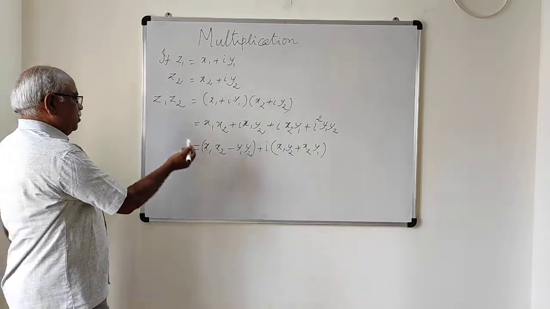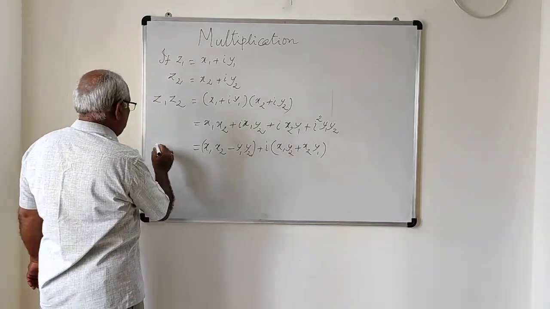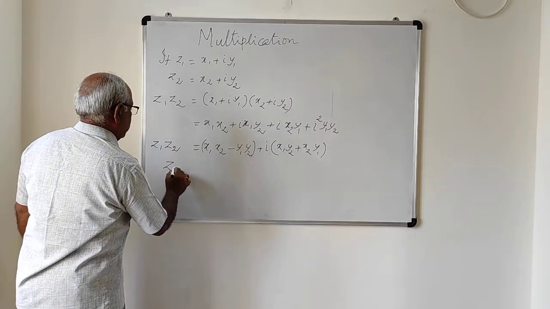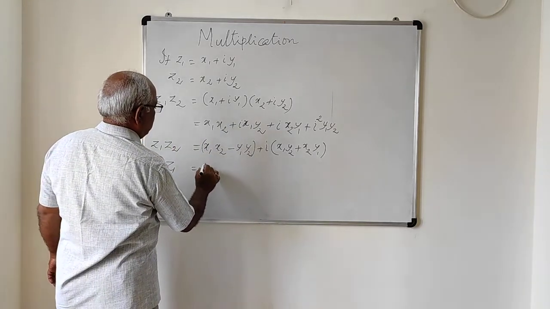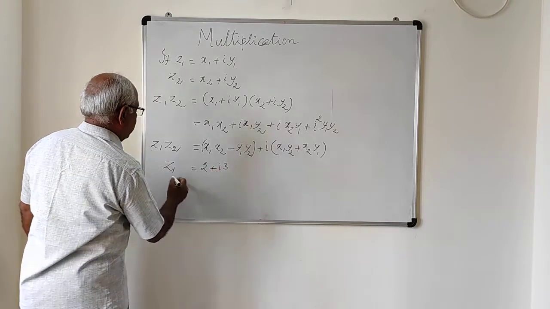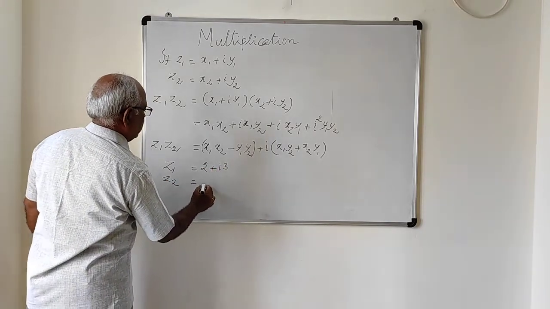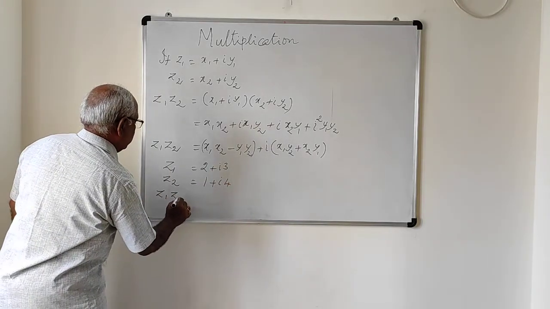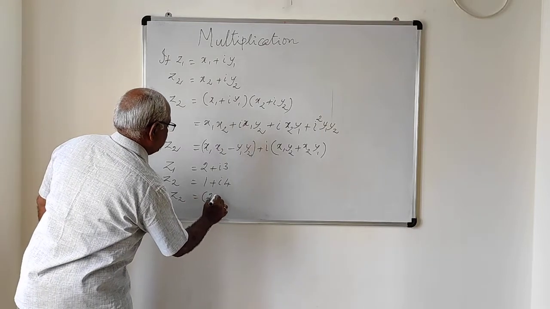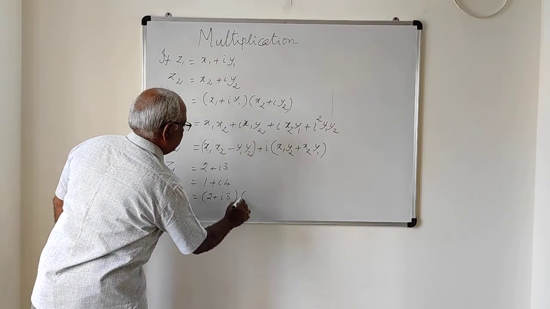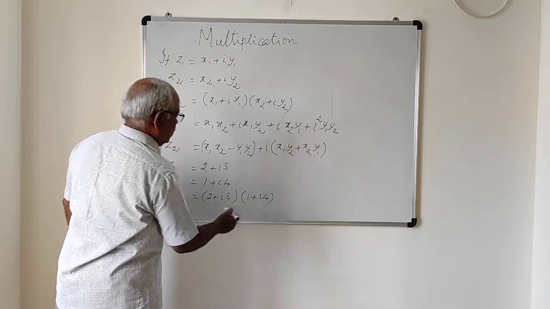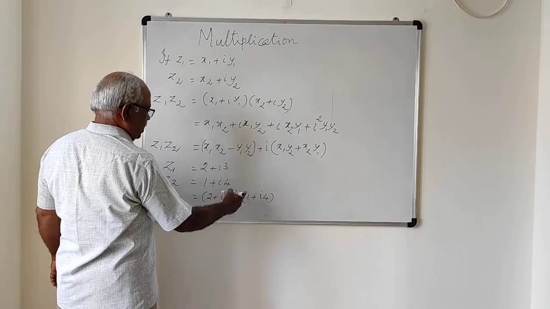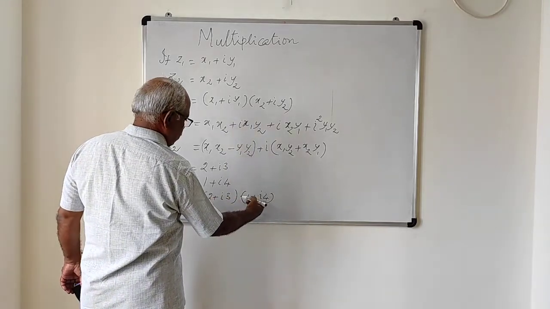Using the same idea, I am going to solve one example, multiplication of two complex numbers. Z1 is the complex number 2 plus i3. Z2 is the complex number 1 plus i4. Multiplying these two, Z1 into Z2, that is (2 plus i3) into (1 plus i4). You consider x1 is 2, y1 is 3, x2 is 1, y2 is 4.